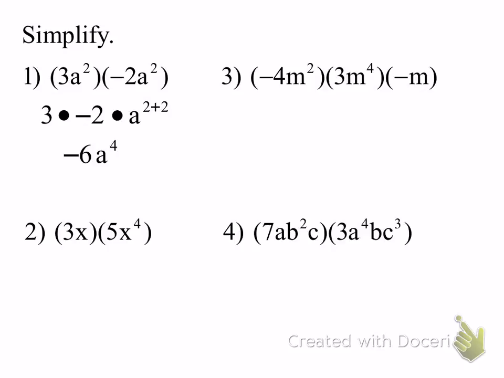On number 2, we would get 15x to the 4th power. Be careful what exponent is here. 3x to the what? Oh, to the first power. Right, if it's not written, it's to the first power. So what would it be? Maybe 3x plus 5x to the 4th.